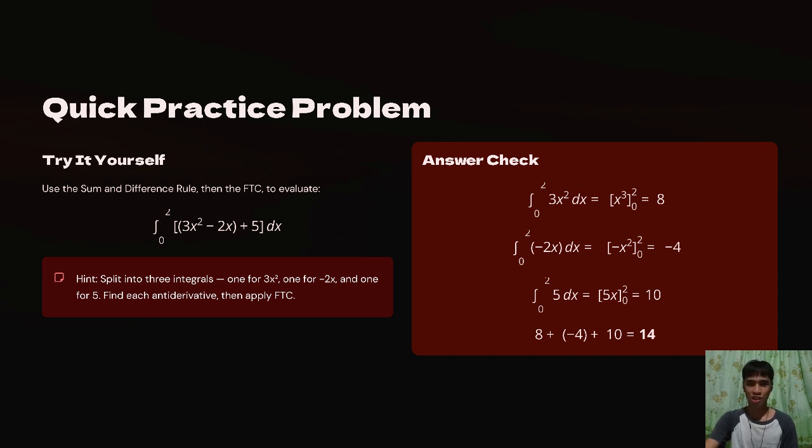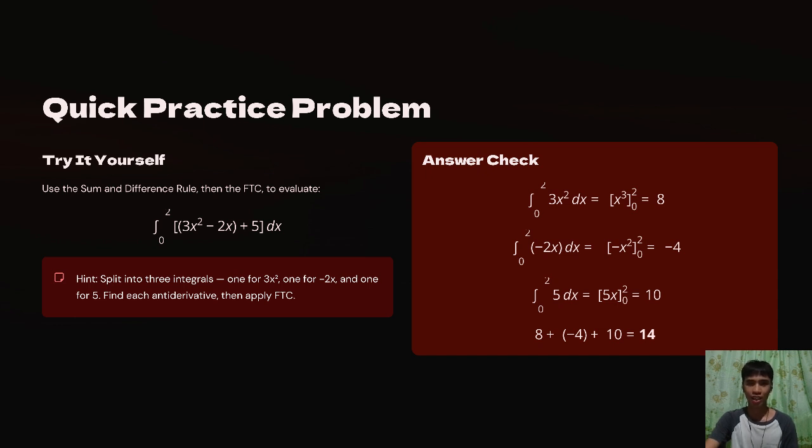To conclude our presentation and solidify your understanding, let's look at the final practice challenge. The integral from 0 to 2 of 3x cubed plus 4x. If you apply the sum rule we've discussed today, you find the antiderivative of x cubed plus 2x squared. When you evaluate this across the interval from 0 to 2, the total area results in exactly 16.